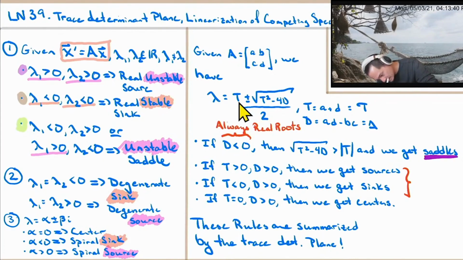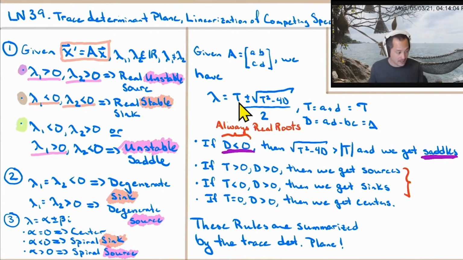The saddles occur whenever the determinant is less than 0. It's just a guarantee. If you go and check those video playlists, there's one from the summer where I give a detailed derivation of these items. But what you need to remember is if the determinant is negative, you got a saddle. Guaranteed.